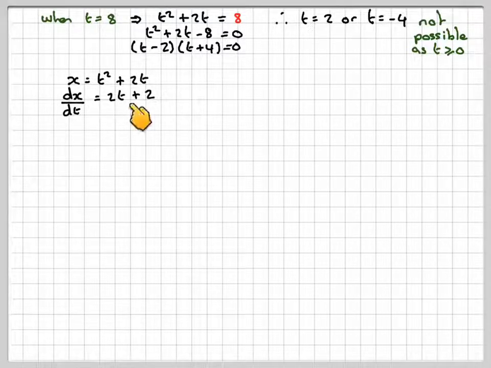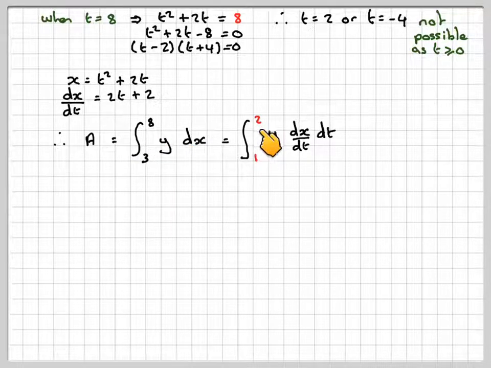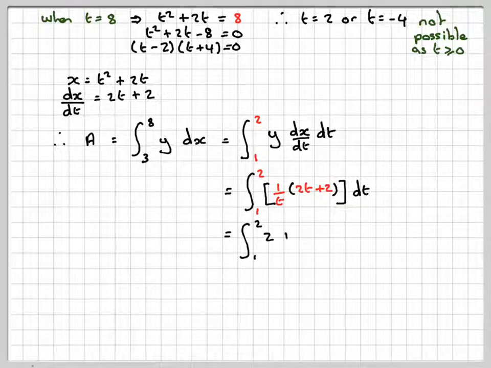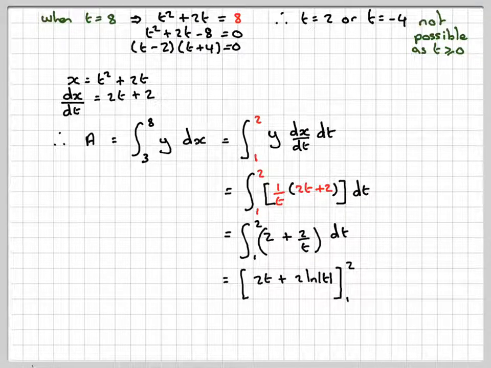So we've got x is equal to t squared plus 2t, so we will need to find dx/dt, so that's 2t plus 2. So the integral from 3 to 8 of y dx will be the integral from 1 to 2, these are limits of t now, of y dx/dt dt. That's y, which is 1 over t, times the differential of x, which is 2t plus 2, dt. Simplifying that, we have 2 plus 2 over t when we multiply that through. Then if we integrate, we get 2t plus 2 ln of t from 1 to 2.